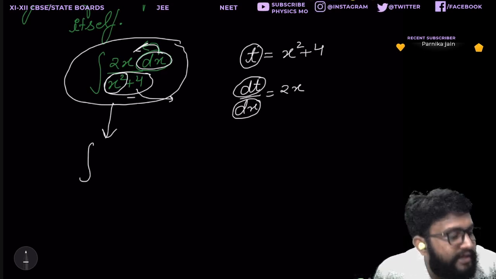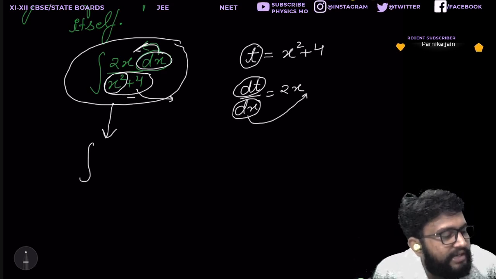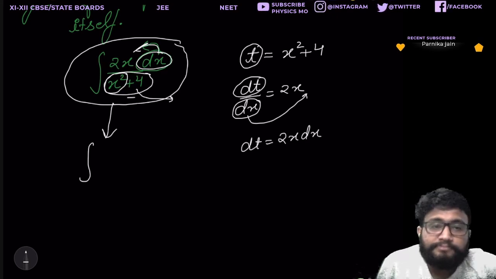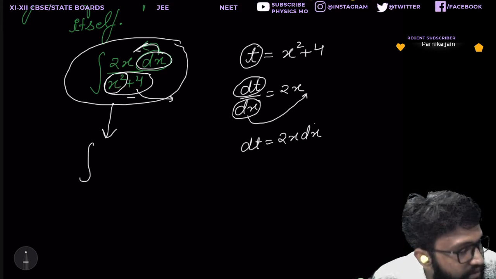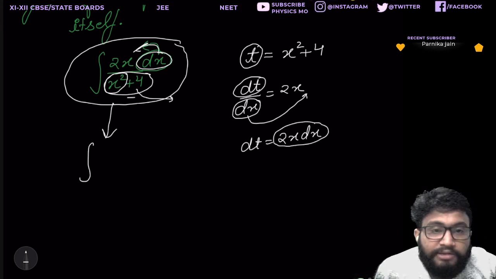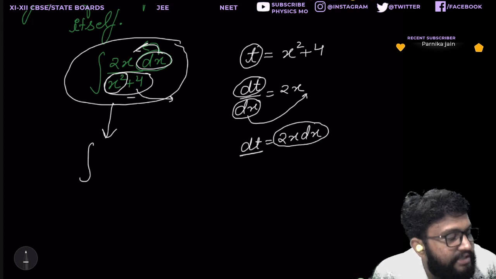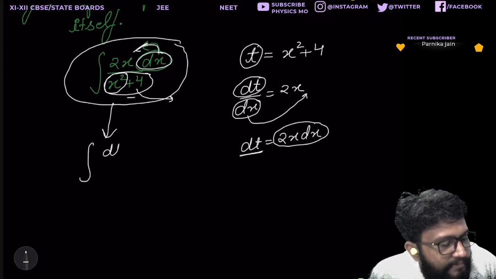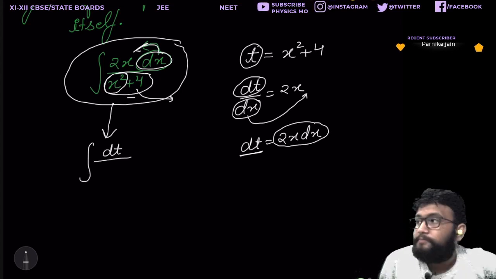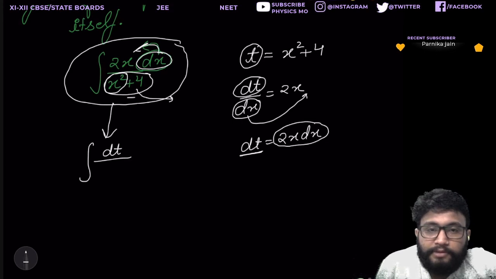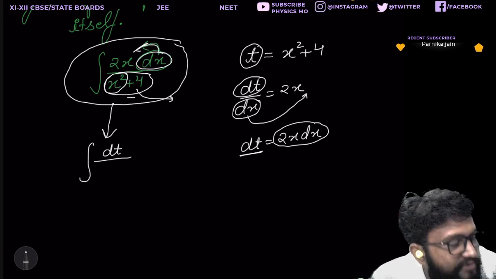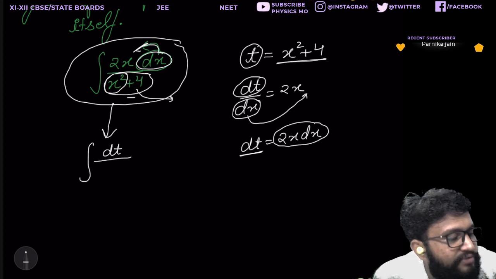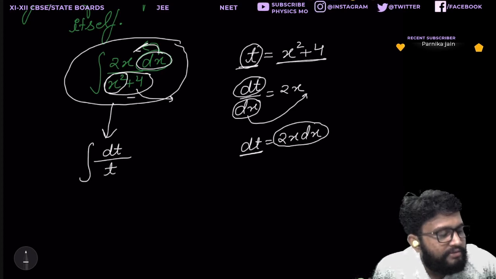Now what you will find is if you take this dx to the other side, dt will be equals to 2x dx, and this 2x dx is basically dt. That means in numerator your expression was 2x dx, so you can write simply dt upon. Here you have x square plus 4. You can replace x square plus 4 by t, so you have t.